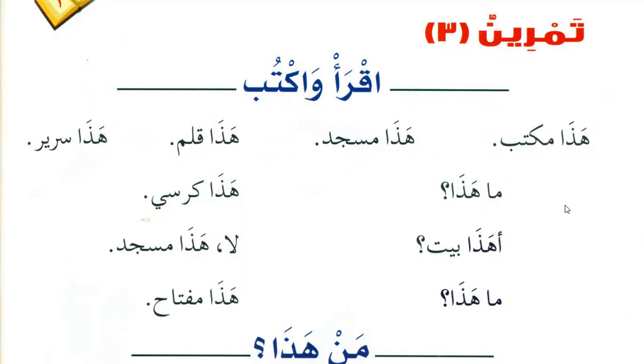هذا مسجد. No harakat. هذا قلم. That's a pen. هذا سرير. سرير is a bed. This is a bed, okay.